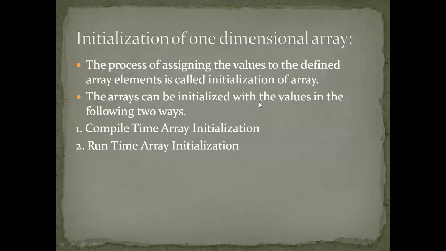The array can be initialized with values in the following two ways. One is compile time array initialization, then another one is runtime array initialization. So compile time and runtime, there are two kinds of array initialization. We'll see them one by one.